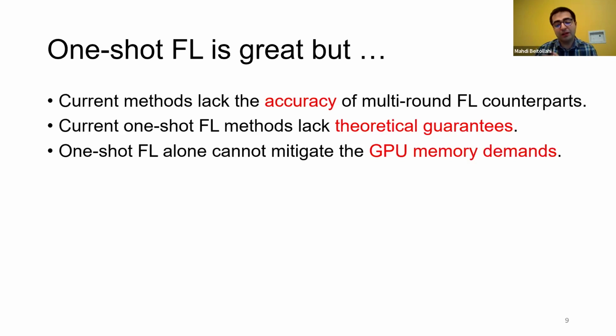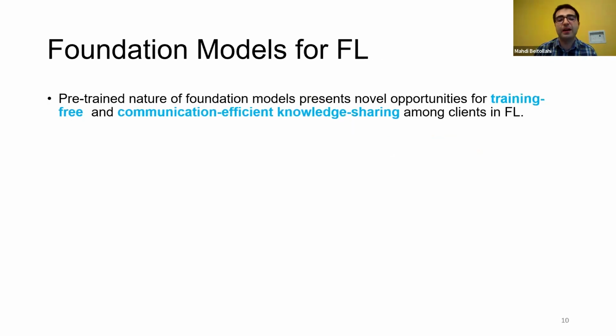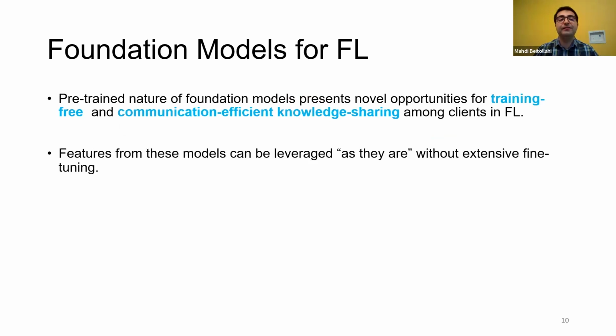So I talked about how we need to fine-tune this foundation model, but we can also, at the same time, leverage them, right? Because the pre-trained nature of these foundation models opens up new possibilities for training-free and communication-efficient knowledge sharing among clients in federated learning. And we can leverage the smart features of these foundation models as they are, without excessive fine-tuning. So the whole summary is that we need to fine-tune these foundation models, but not so much, because they already have pre-existing knowledge in them. We can utilize that to get better communication efficiency in the network.